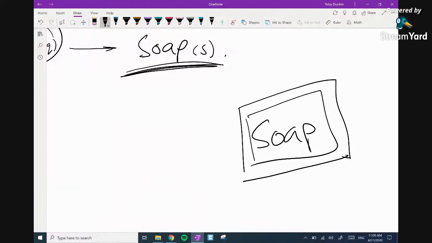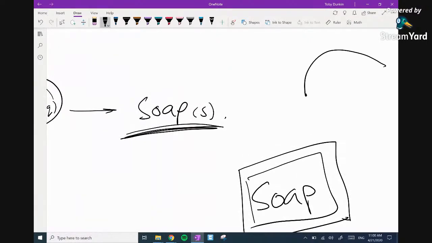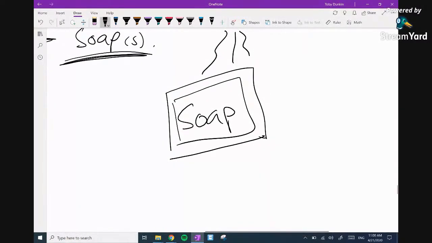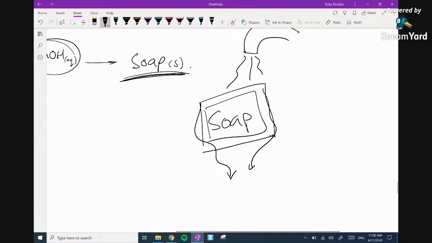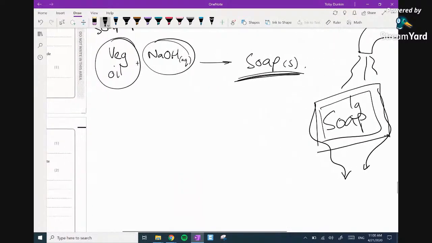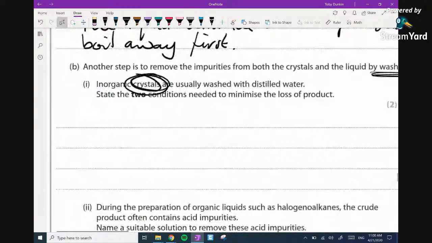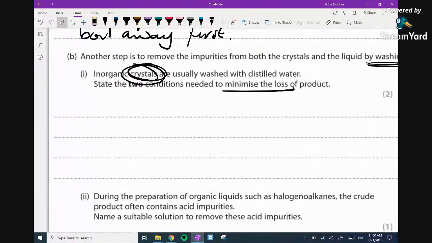If we were to wash this now with water, there's our tap, and we were going to wash this with water, would everyone agree that you're going to wash away some of the soap? We're going to lose our soap. Well, imagine if you only made 1 gram of it. You want to lose as little as possible, hence minimize loss of product.